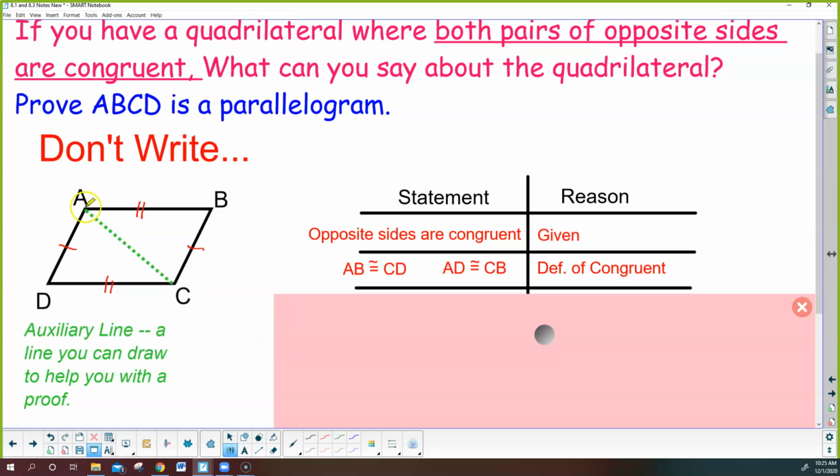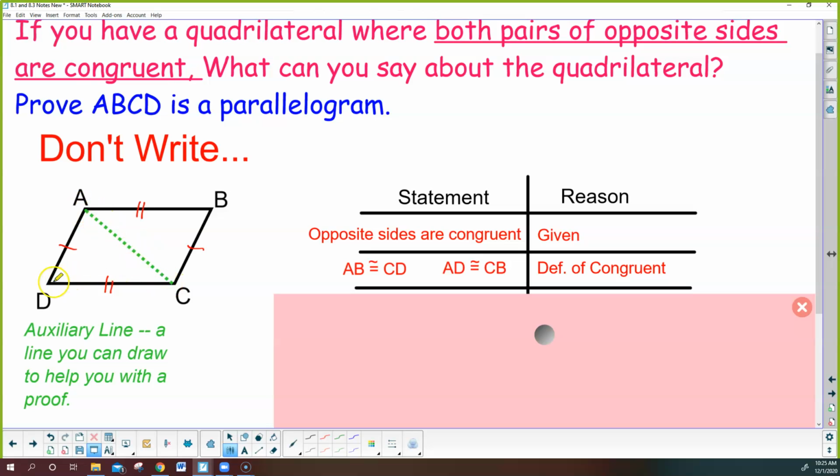Then what we can do is see this green dotted line. It originally isn't there because they don't tell me; I have a picture that looks exactly like this. It's called an auxiliary line. An auxiliary line is one that you can draw in to help you do your proof. Well, let's look at that.